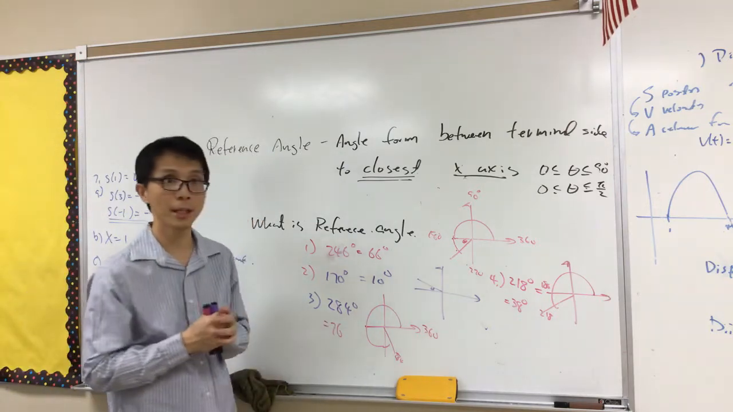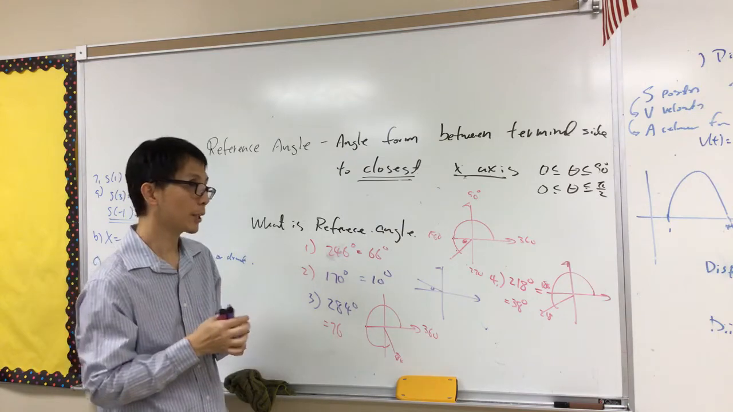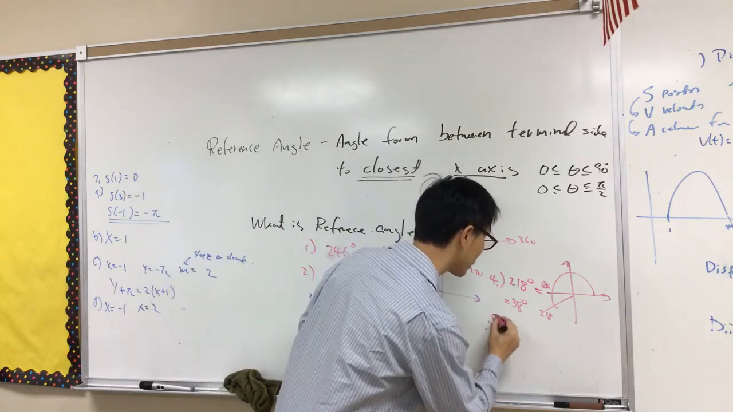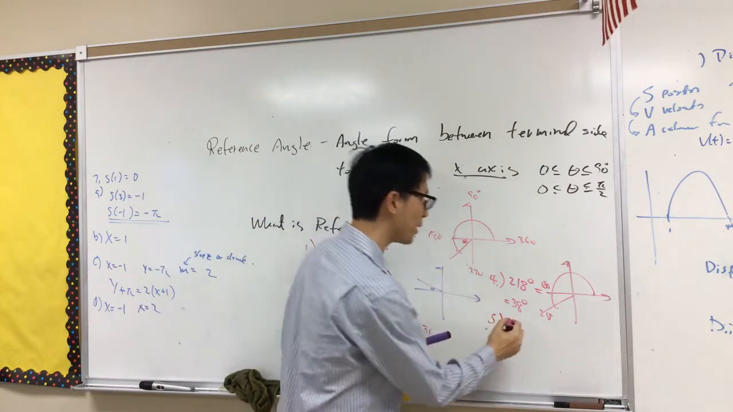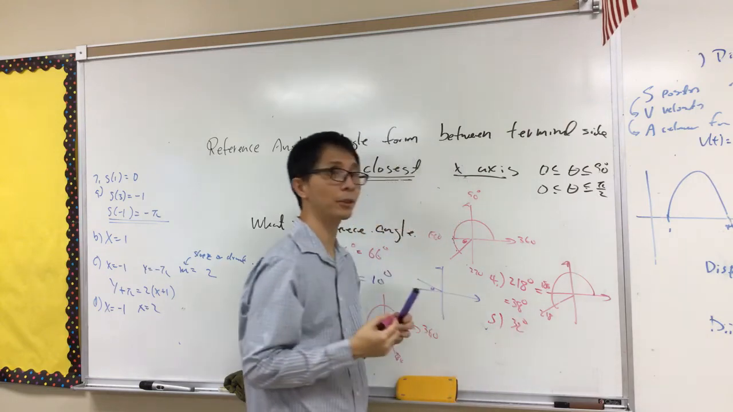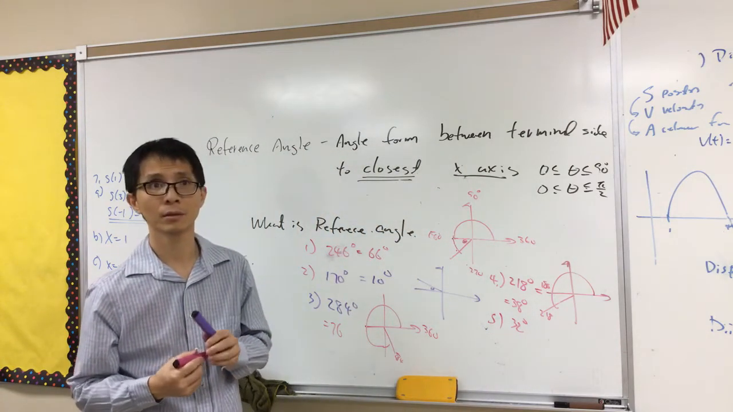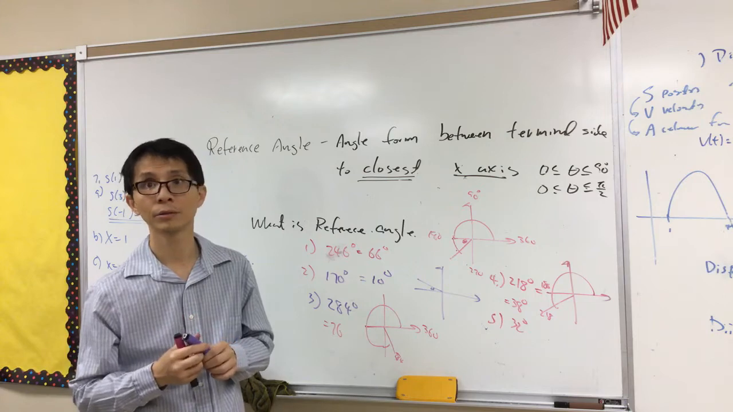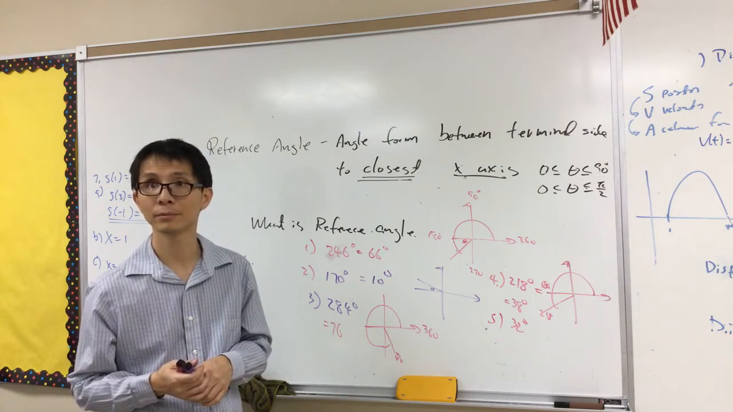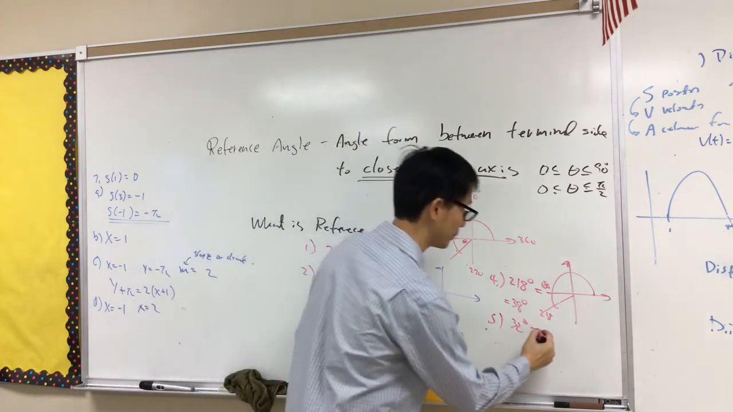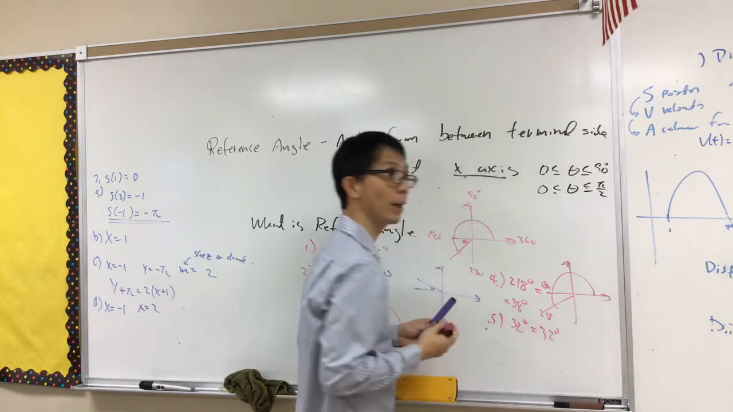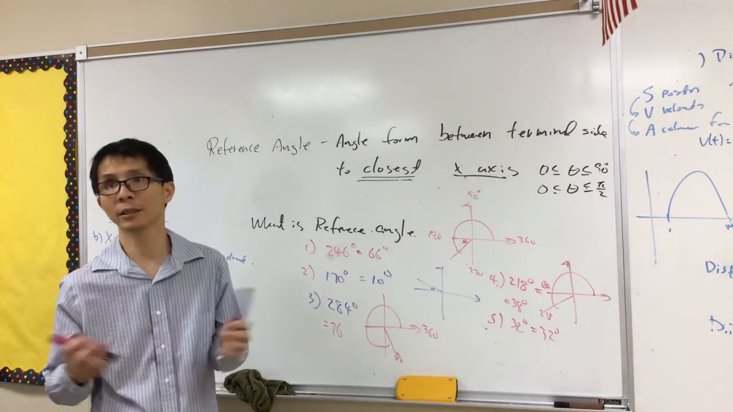Okay, so number 5. What if I give you a tricky question? What if I had 32 degrees? What do you think the reference angle of 32 degrees is? 32. You're right. It's already in the first quadrant, so it already is the difference.